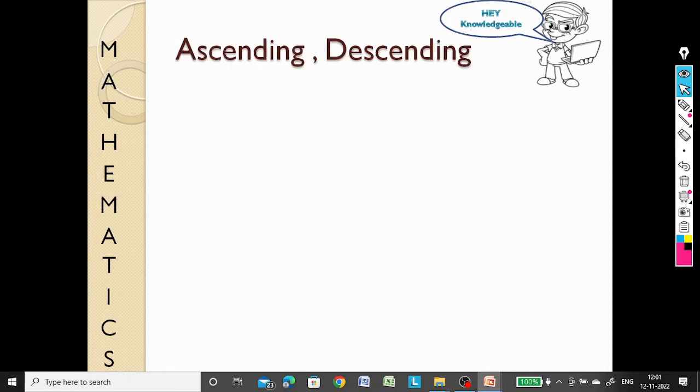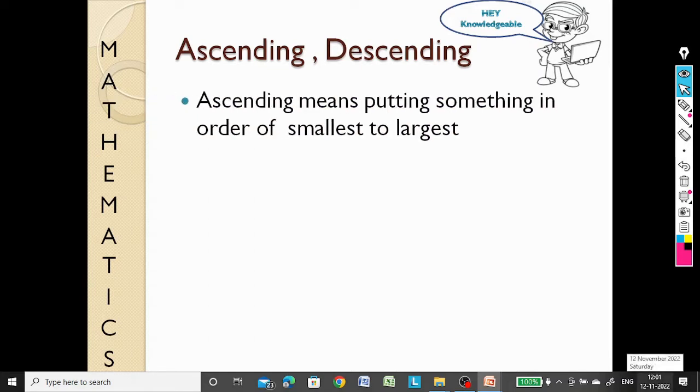So the second concept I wanted to talk about is ascending and descending. Ascending means putting something in order of smallest to largest. So we will see the example here. If you see the example here, 1 to 2, this is again going from the smallest to largest, again 2 to 3 and 3 to 4. So this is basically talking about the ascending order.